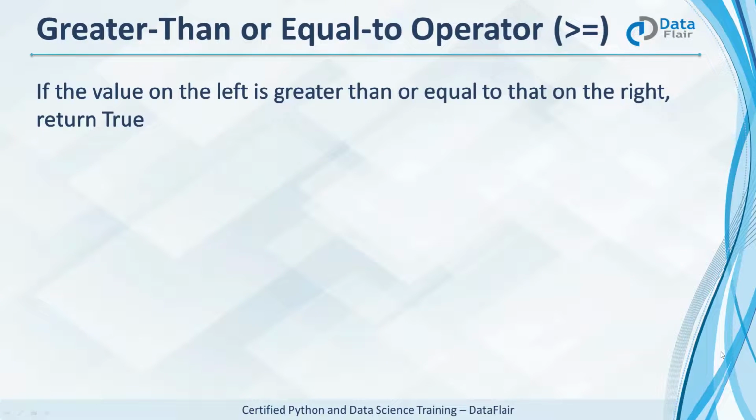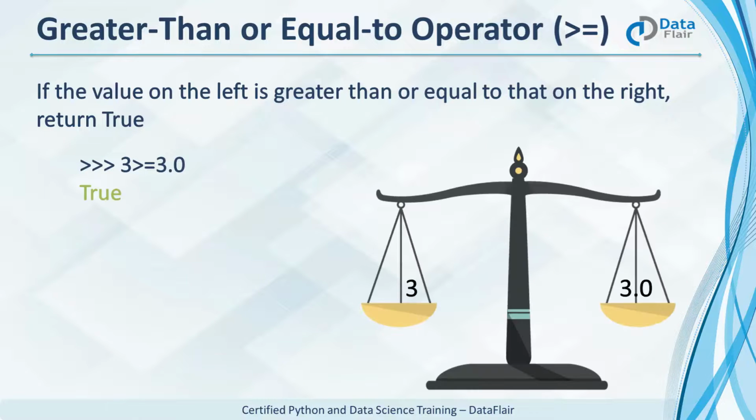The greater than or equal to operator returns true if the first value is greater than or equal to the second. Is 3 greater than or equal to 3.0? Yes. Is true greater than or equal to 1? Yes.